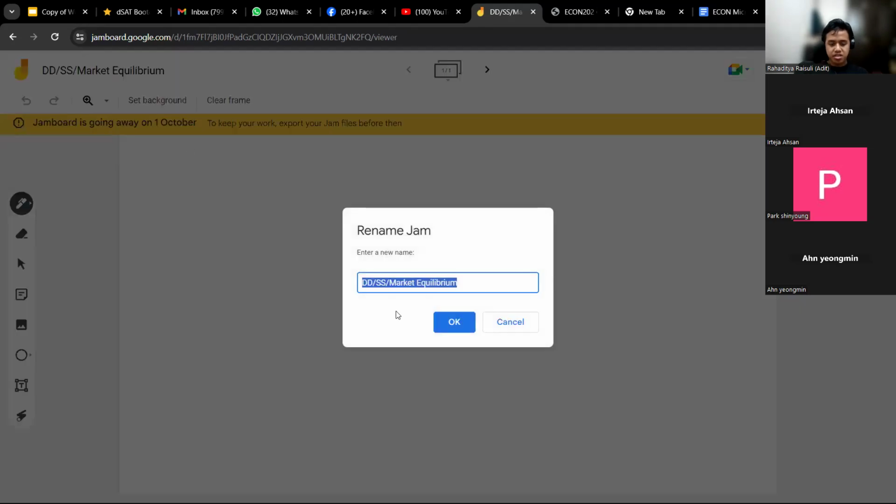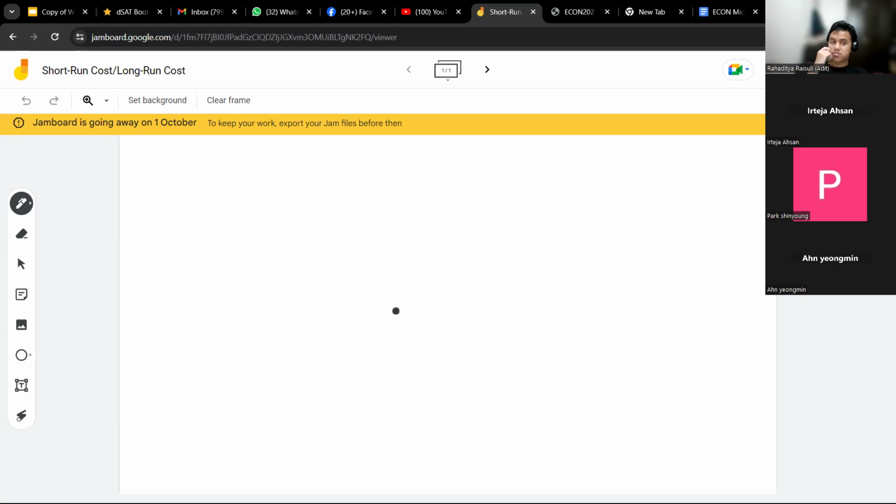Okay, short run and long run costs. First thing we need to talk about is what is the difference between short run and long run. And I'm going to use our group project as an example of how the short run, long run cost works. So, okay, short run costs and long run costs. We're going to focus more on short run costs.